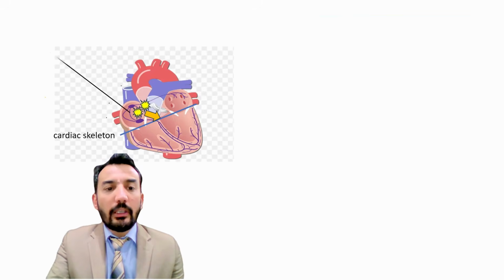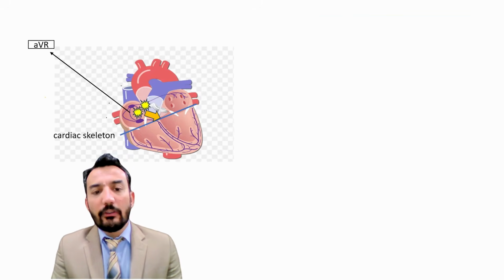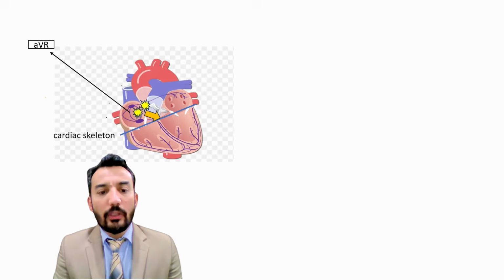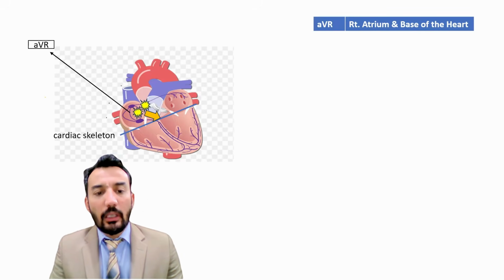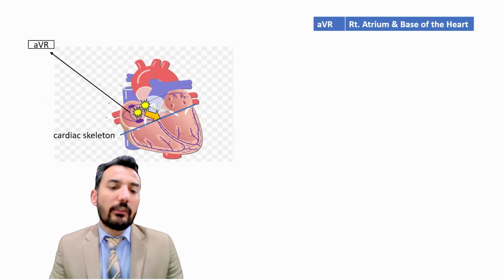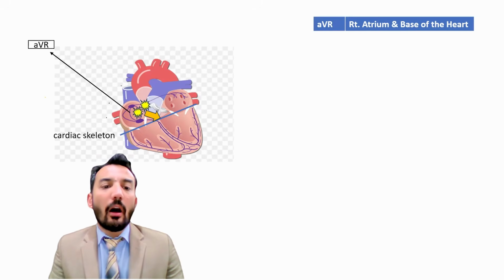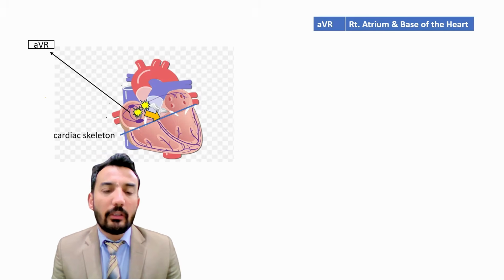So we get an AVR on the ECG tracing. The AVR lead looks at the heart from its base. So the AVR basically looks into the atria of the heart or the base of the heart. Any changes in the right atria or at the base of the heart would be depicted in this lead.